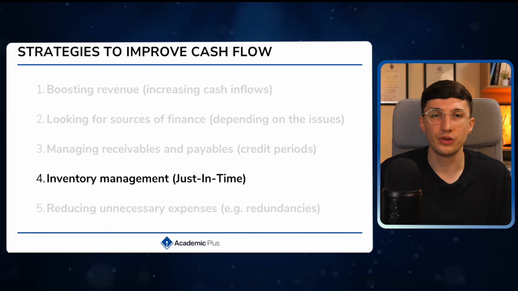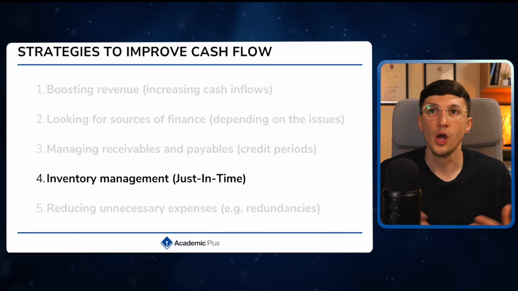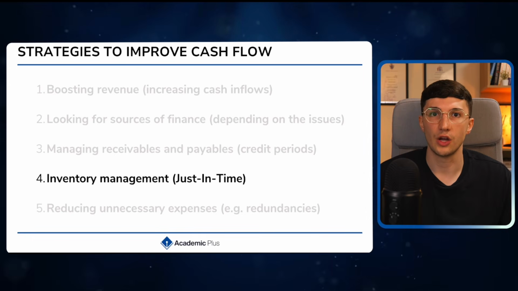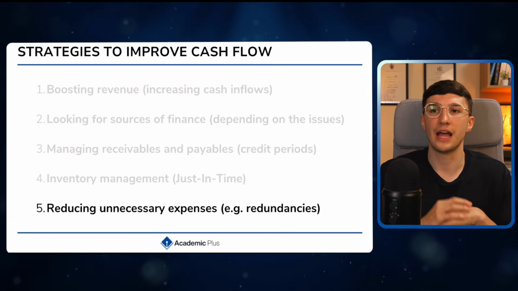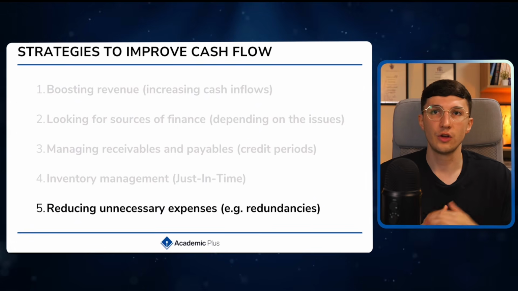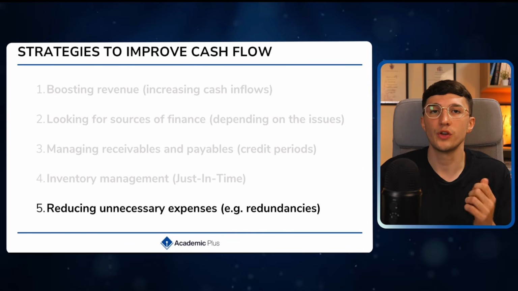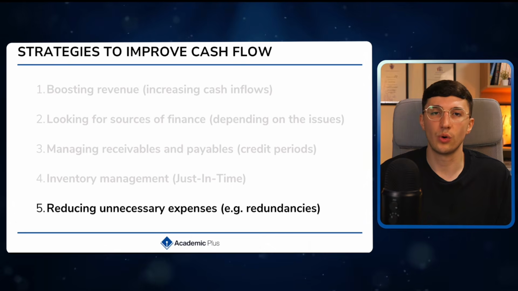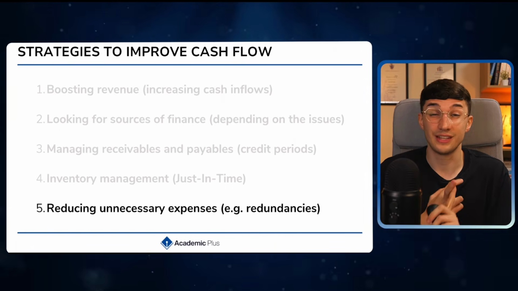You can also look at inventory management, so looking at different ways to minimize waste, such as just in time, reduce the amount of inventory space, so we can look at downsizing potentially. And finally, just reducing any unnecessary expenses. So maybe we may find that we've got a lot of waste within our workforce, so we could also look at redundancies. Now, of course, that comes with problems such as motivational issues and potentially being seen as unethical.